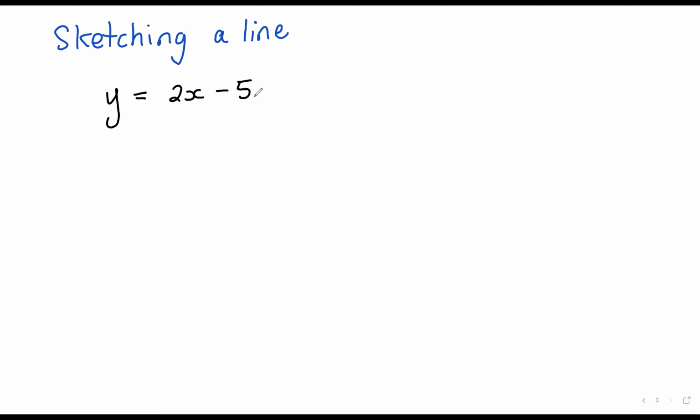This equation is in the form y is equal to mx plus c. What is m here, Tristan, and what is c in this one? Is Tristan here? Tristan, are you there? Yes, miss. What's m and what's c in this equation? M is 2 and c is -5. Yeah, so m is 2 and c is -5.